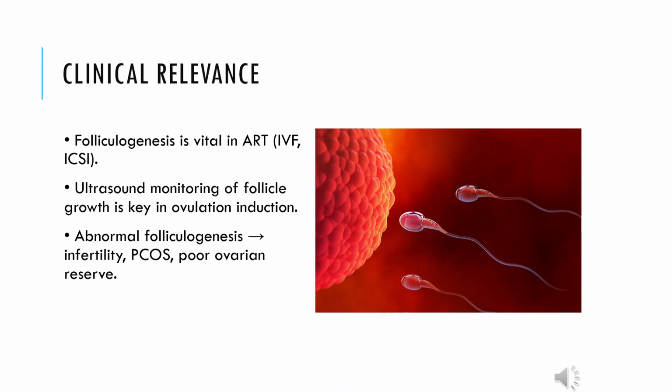Understanding folliculogenesis is critical in clinical practice. In infertility treatments, we manipulate this process with gonadotropins during ovarian stimulation. Disorders like PCOS represent dysregulation of folliculogenesis. AMH levels reflect the pool of small growing follicles and help us assess ovarian reserve. So, this is not just a theoretical concept, it's the backbone of reproductive medicine.